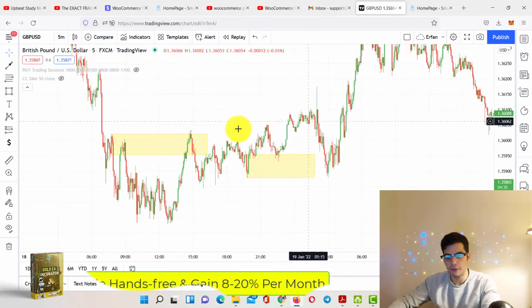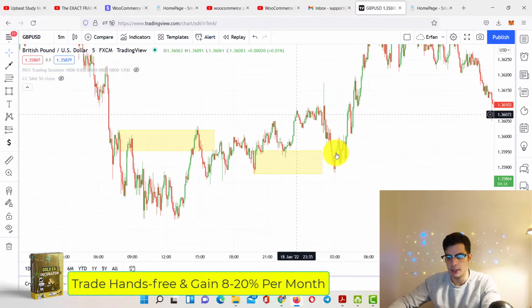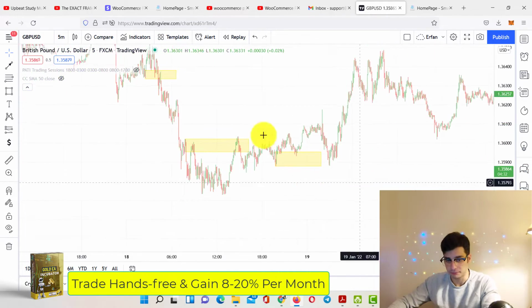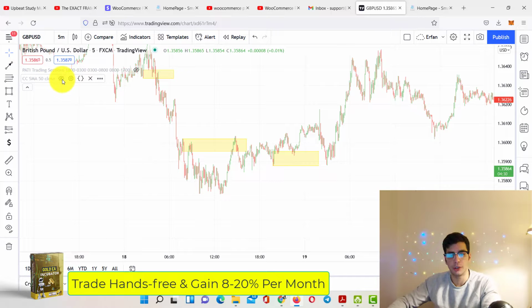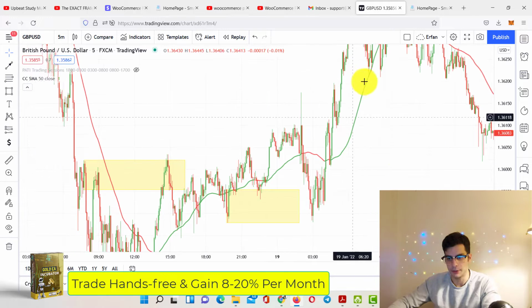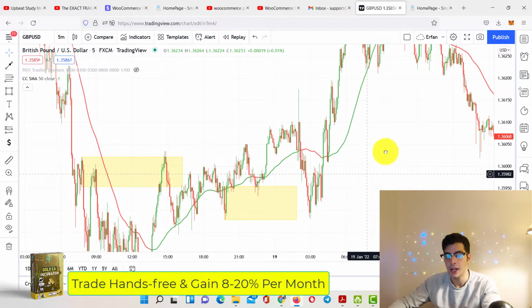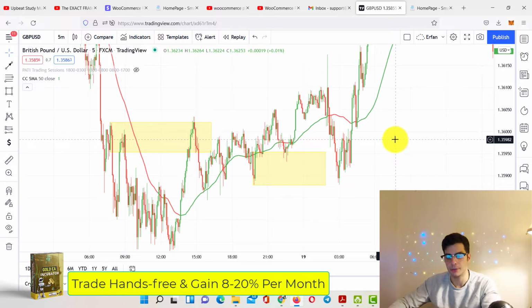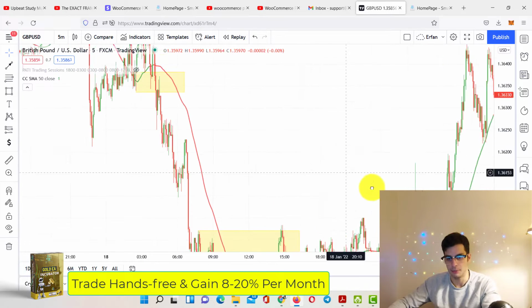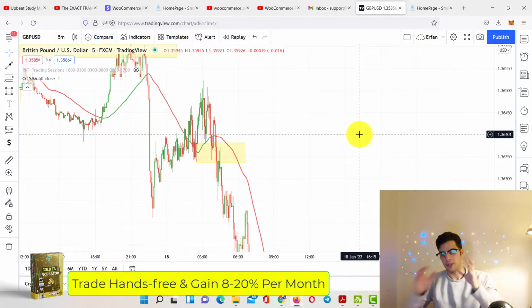So we have a few high probability order blocks here. As you can see, these yellow boxes are all high probability order blocks. And then if I just turn on my 50 SMA, you see that we have this color change SMA that I have. You don't have to have the color change necessarily, but I'm just going to show you the concept of this SMA.